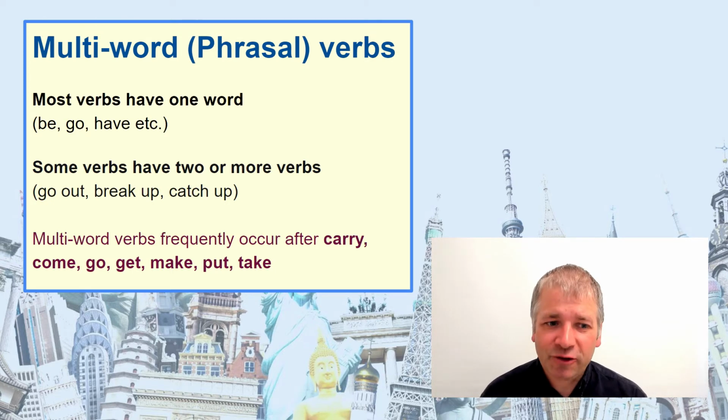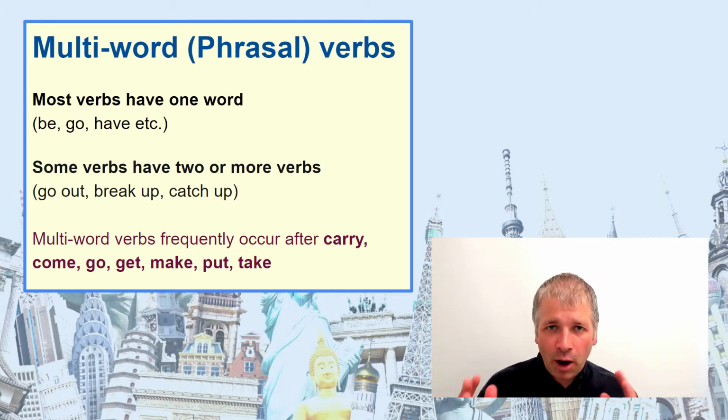As I mentioned, most verbs have one word, so be, go, have can be one-word verbs. But some verbs have two or more words, for example go out, break up, catch up. It's been estimated that there might be 5,000 phrasal verbs in English. And there are other videos on this channel, such as looking at the word get and 50 phrasal verbs with get. So there's a lot to learn, and you need to learn them as unique chunks of vocabulary.